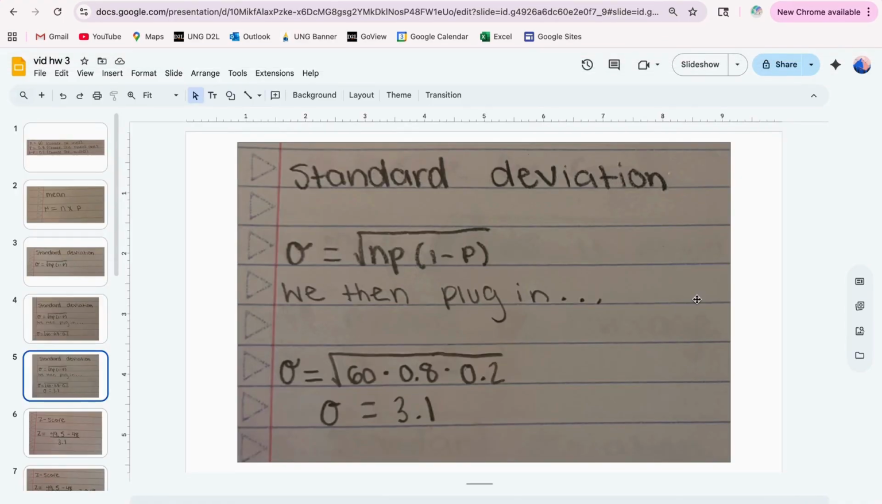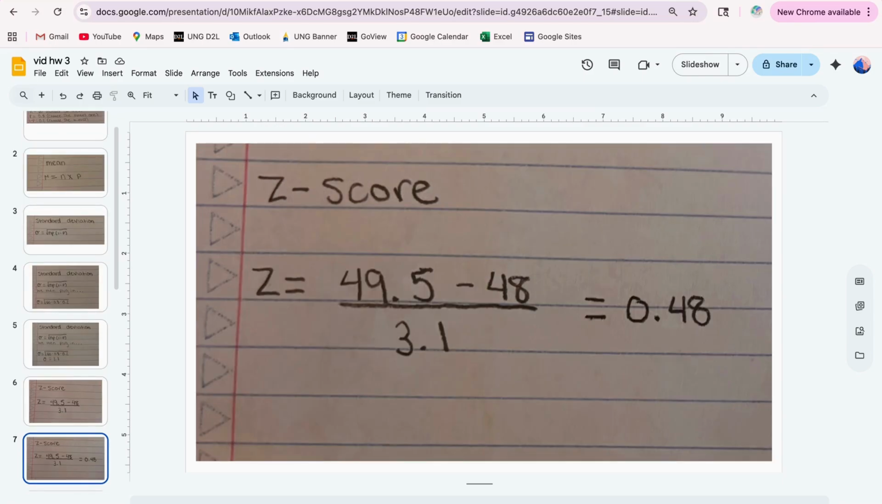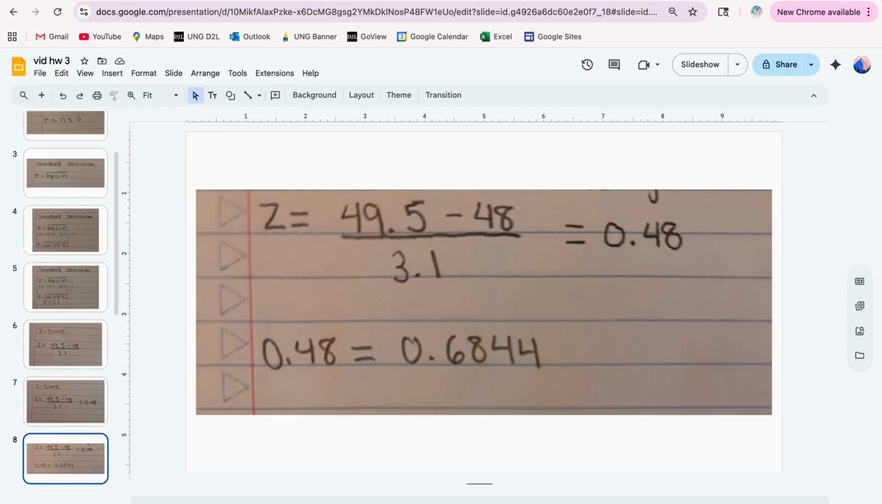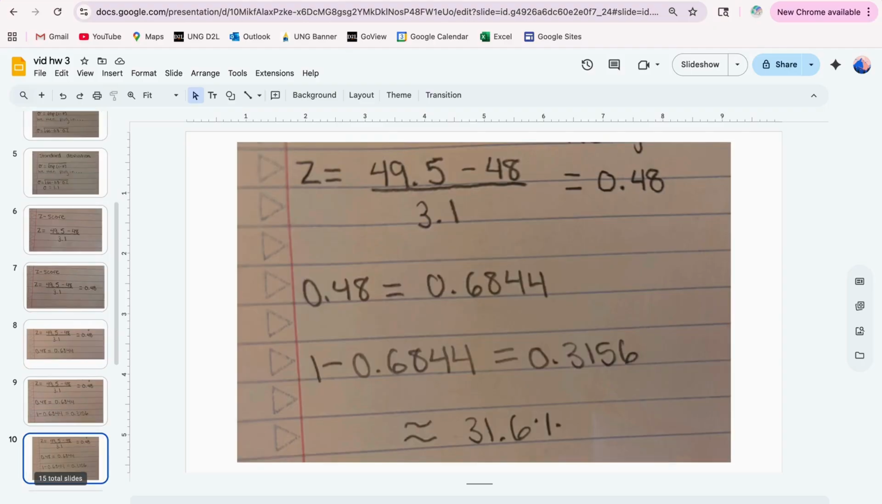Now we find the z-score. We do z equals 49.5 minus 48 over 3.1, which gives us 0.48. Looking up 0.48 in the z table, it gives us 0.6844. To find the right tail probability, making at least 50 shots, we subtract: 1 minus 0.6844, which equals 0.3156. So there is about a 31.6% chance that she makes at least 50 shots.